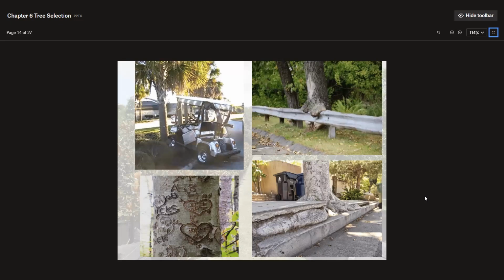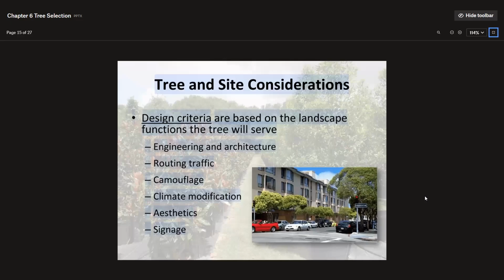There's a perfect example of carving on these poor beech trees. But eventually enough of that can really damage and kill the tree. And then space requirements. I mean, those roots are going to lift your sidewalk panels. You're going to cause tripping hazards. And really, is that long term? No. But these are just some examples of things you got to look at.